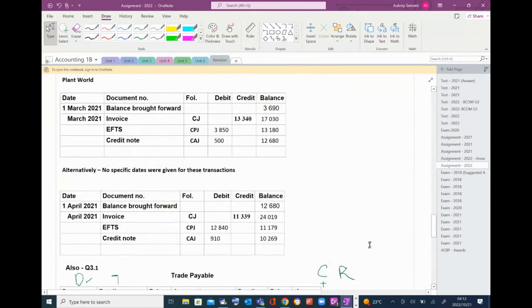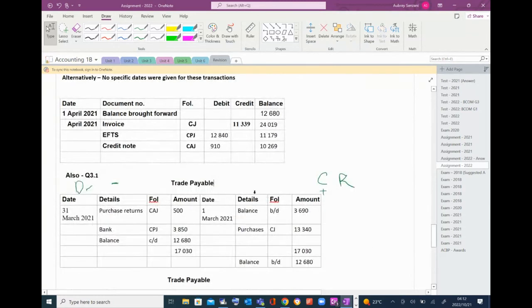This is the creditor's ledger. This is the creditor's control. Let me actually write it so you can see it. Slash creditors control. Yeah, so actually, I lie. This is not the creditor's ledger. This is the creditor's account specifically for Plant World.